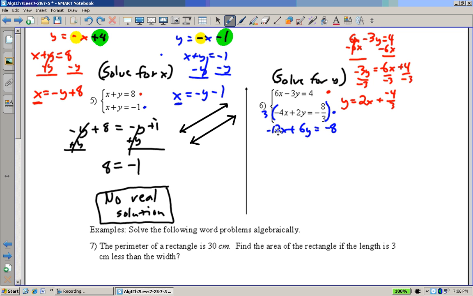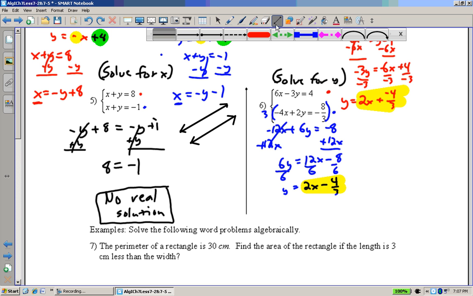Okay, let's solve for y again. So we're going to add 12x to both sides. And divide by 6. y equals 2x minus 4/3. If you notice, these are exactly the same line.